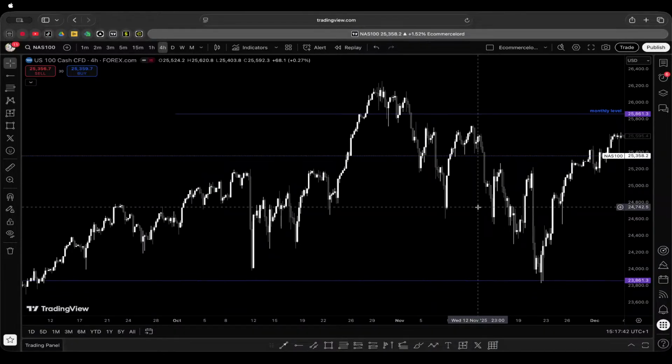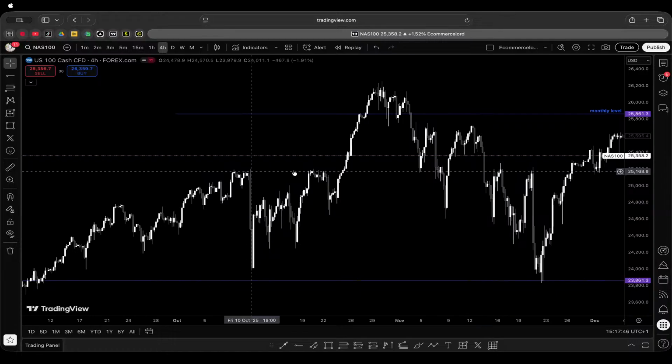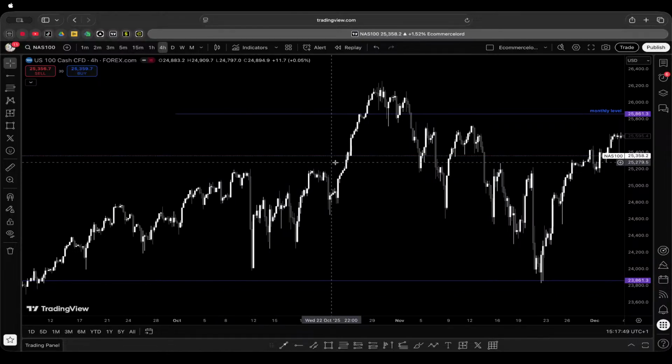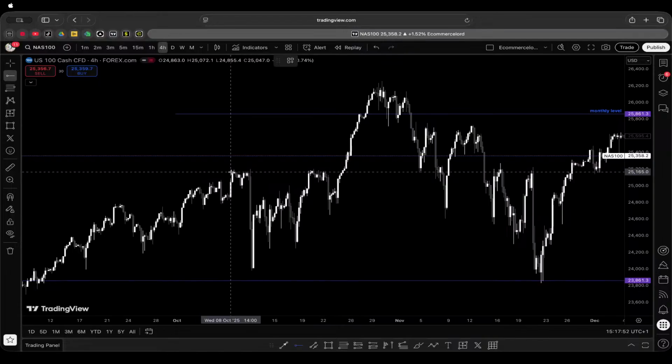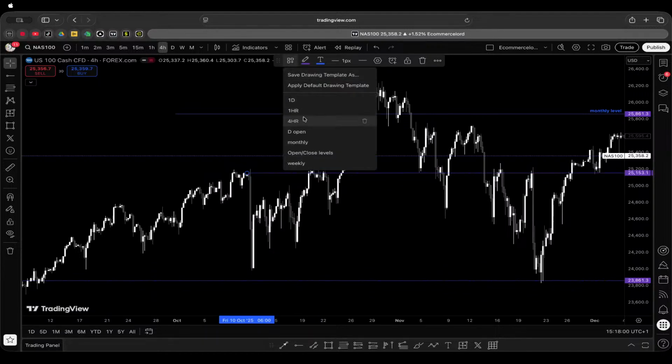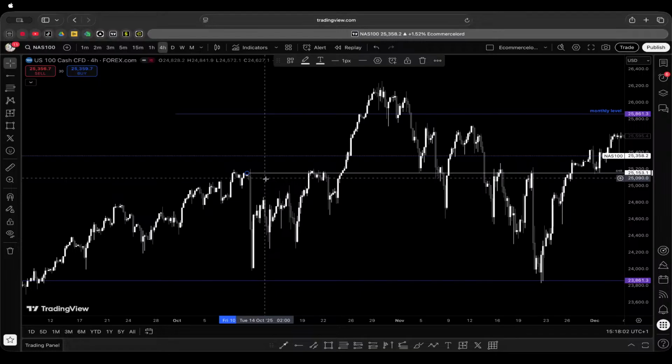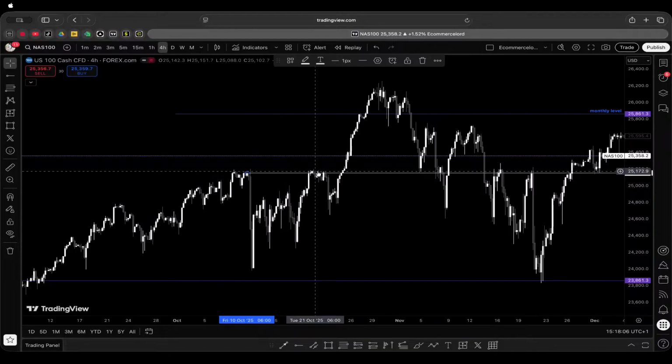So I would have marked this out. If I was around here, I would have marked this as my 4 hour resistance from here. So price rejected resistance. There was very massive resistance here.